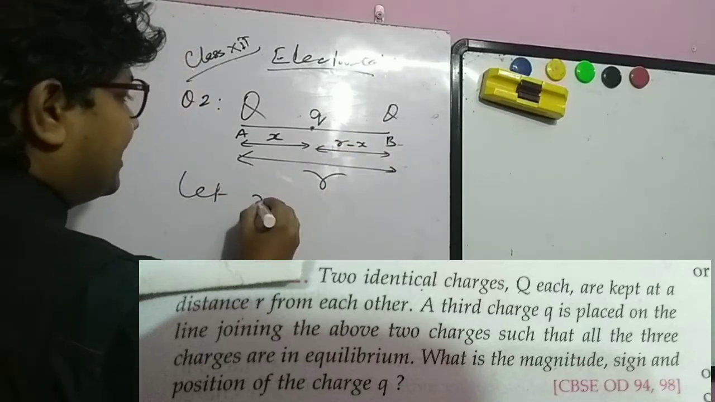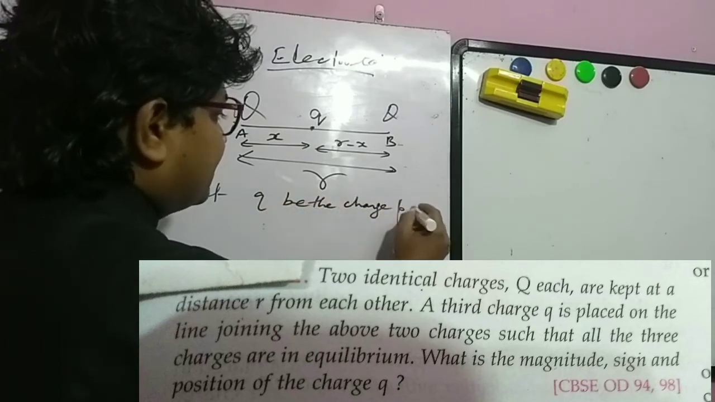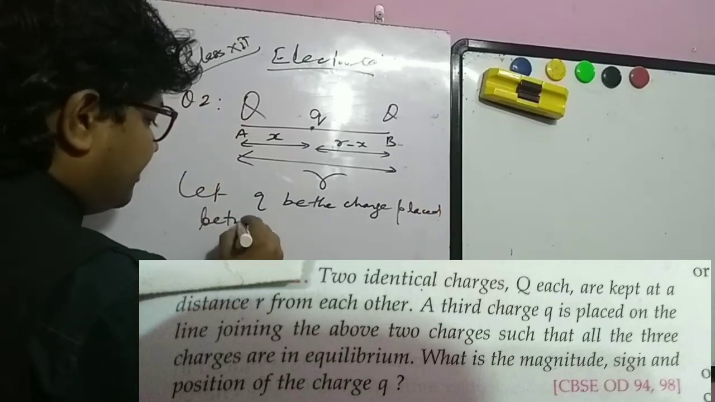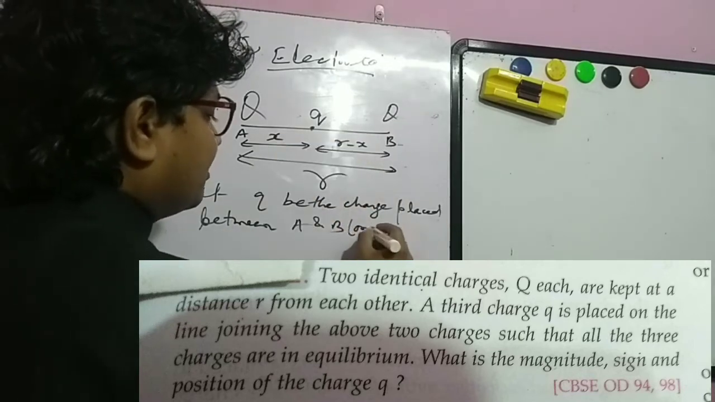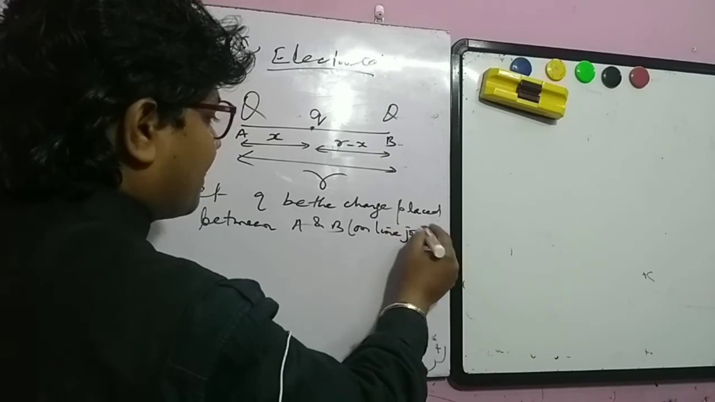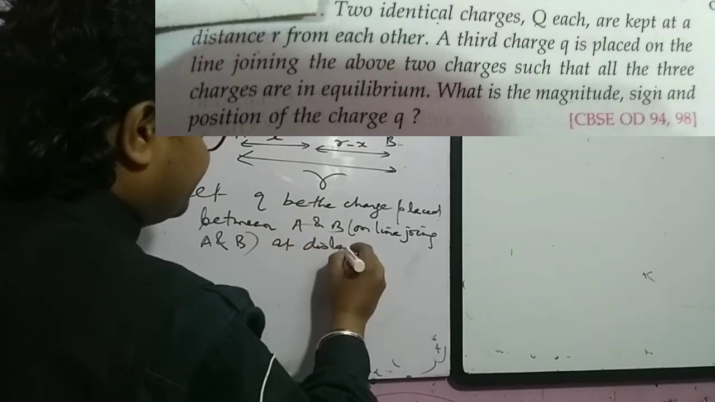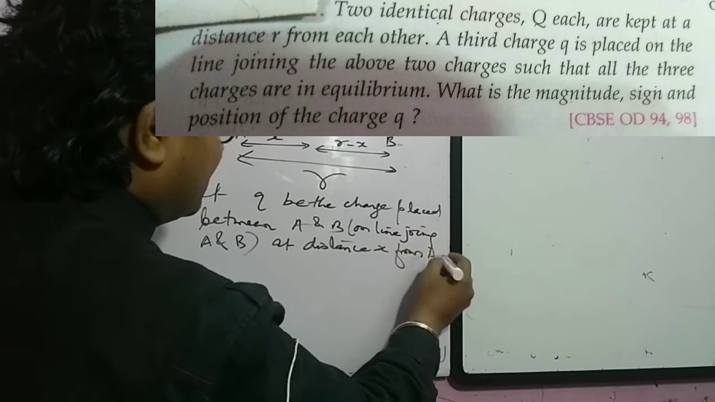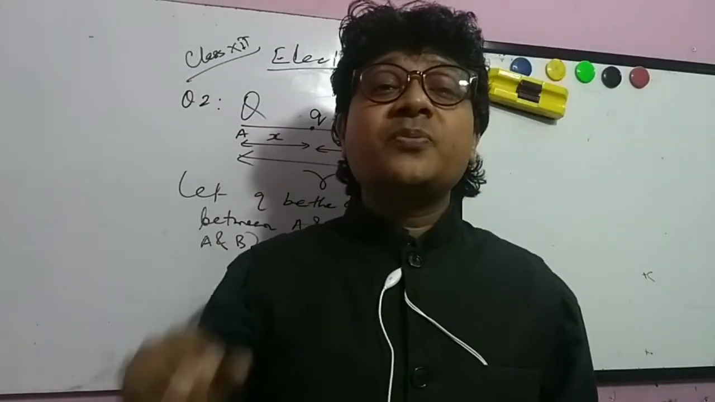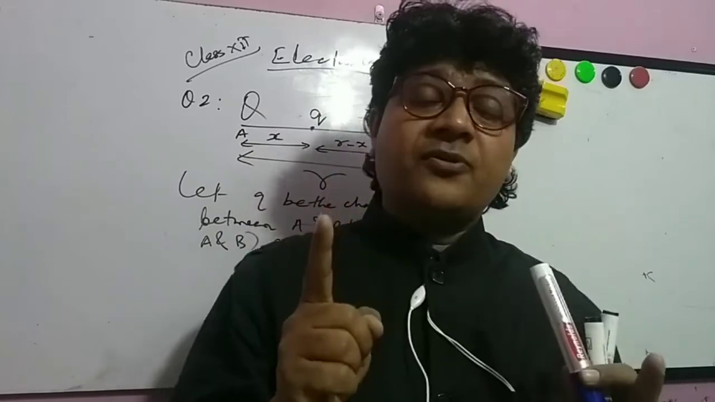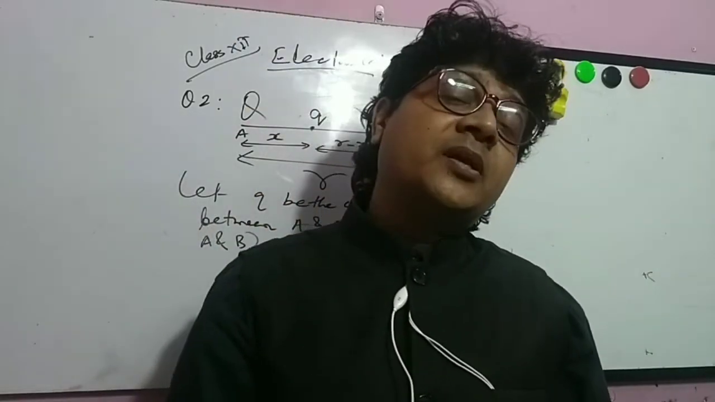So we can say, let q be the charge placed between A and B, or on the line joining A and B, at distance x from A. So this we have kept x from A. Now the question is, what should be the magnitude and the location of this charge small q, so that the system must be in equilibrium.